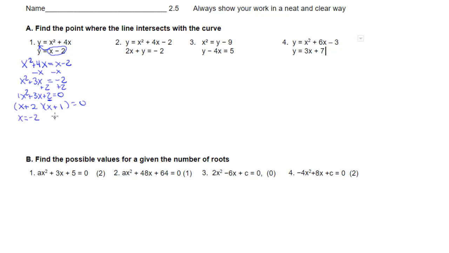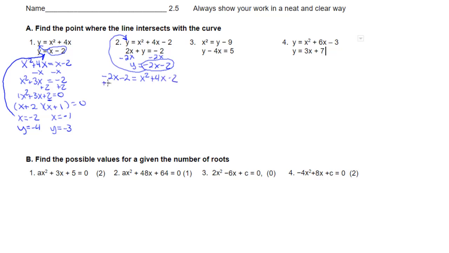Once we factor, we're going to find out our x's are -2 and -1, and then we're going to plug those back into one of the originals, the line in this case, and find out the y's. In this case, we got to get the y by itself, and then we'll take -2x minus 2 and plug it in place of the first y. We're going to write down the equation.